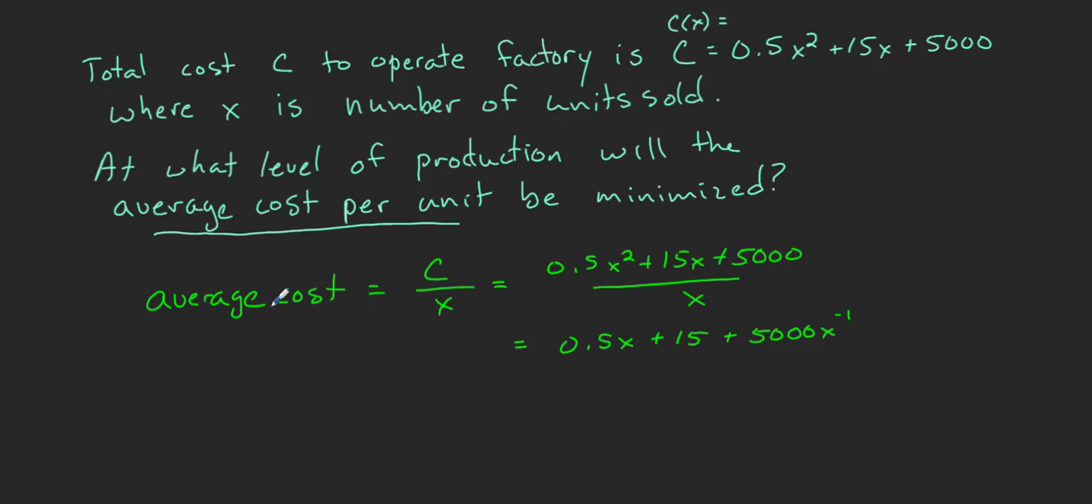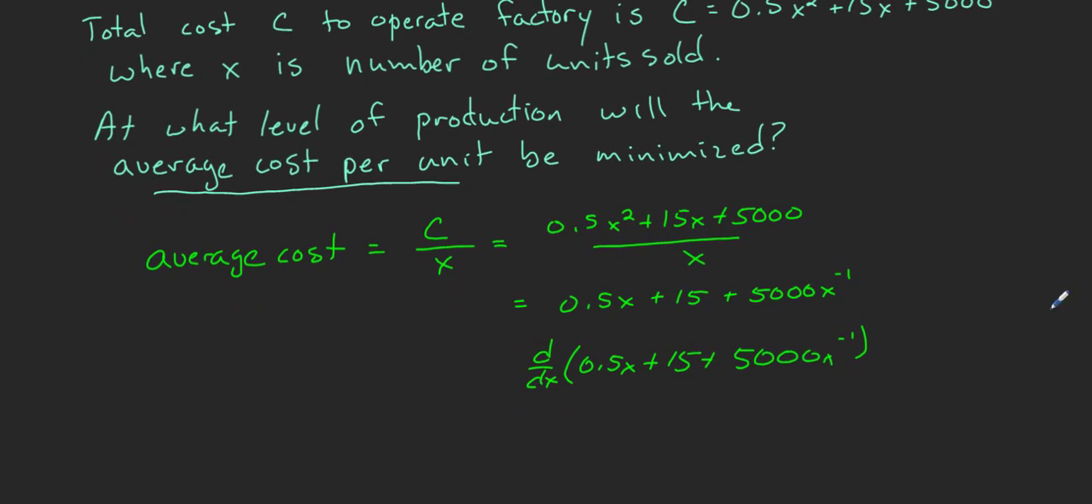Now let's find the derivative of average cost. We're finding the critical numbers for average cost. Well, the average cost derivative: 0.5x plus 15 plus 5,000x to the negative 1, and then we get 0.5, 0 minus 5,000x to the negative 2 power, over x squared. So this is the function for average cost, and this is the derivative of average cost.